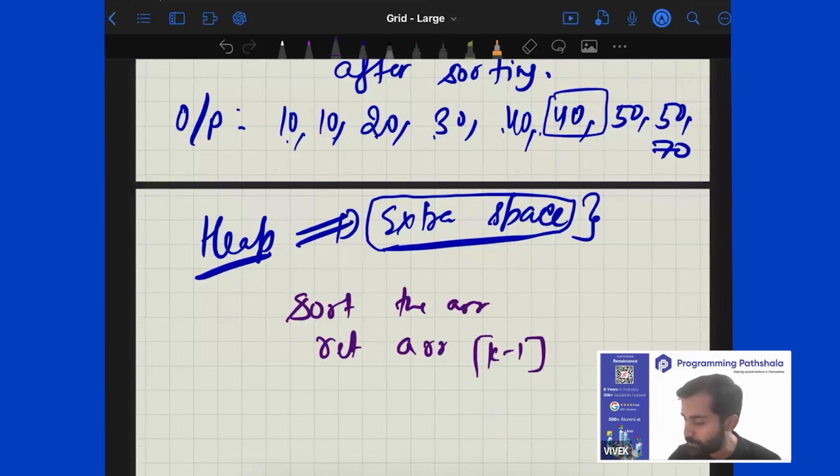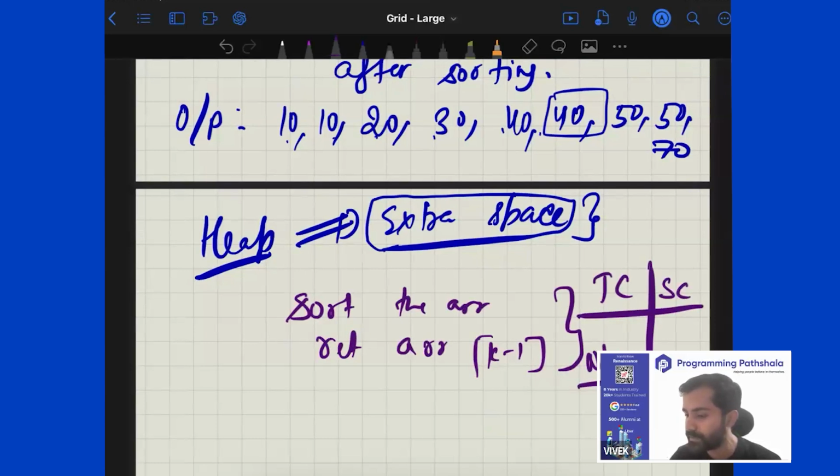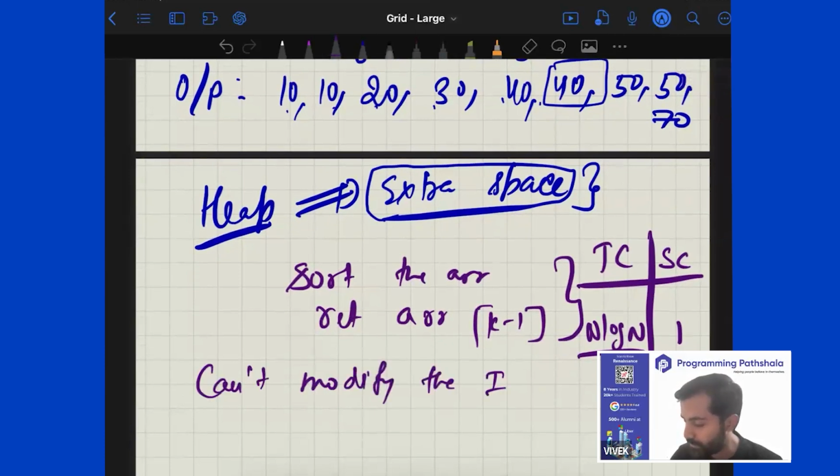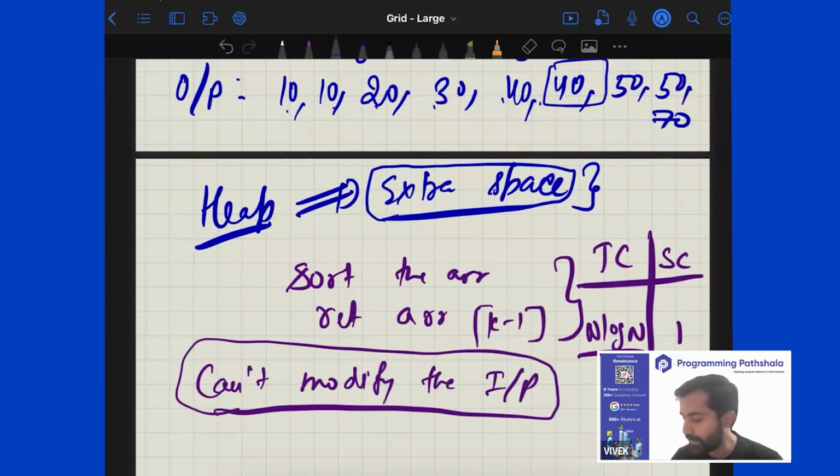Very good. What is the time complexity of this approach? The time complexity is n log n, which is the time complexity of sorting. And what is the space complexity? Did we use any extra space? No. So the space complexity is order 1. Now, the question is telling you that you cannot modify the input. It's a read-only array. If it is a read-only array, you cannot modify it. What will you do in that case?